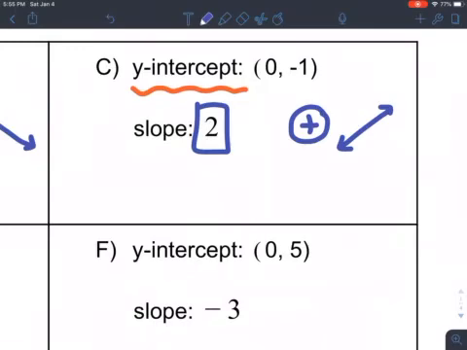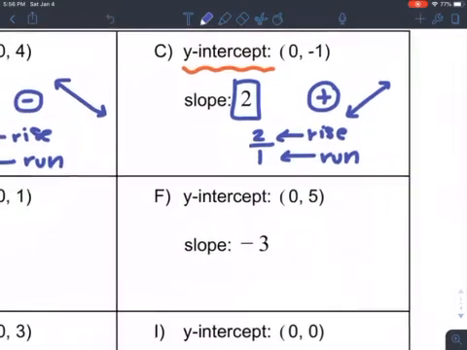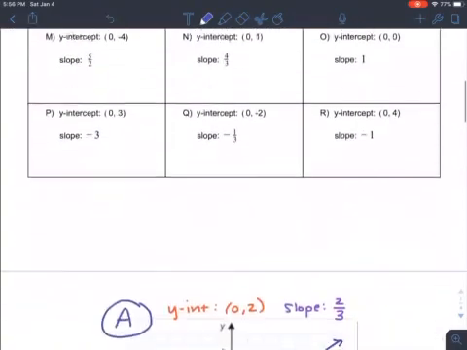So what we want to do is take 2 and say, well, what would 2 be as a fraction? Well, any number you can write over 1, and that means it's the exact same value. So 2 and 2 over 1 are basically the exact same thing. And then that gives me an idea. My rise is 2, my run is 1. Sometimes you're going to have to convert that to a fraction so that you can see exactly how you would graph it.